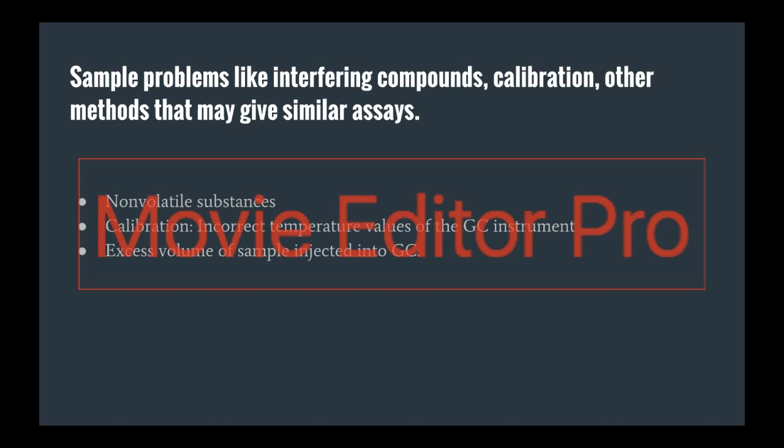And finally, excess volume of a sample injected into GC. If the sample volume injected into the GC is too large, it can result in errors and peaks. Since most chromatographic samples are only a microliter or less, accurate measurement is difficult. Automatic injectors and sampling valves can reduce this error to a few percent.